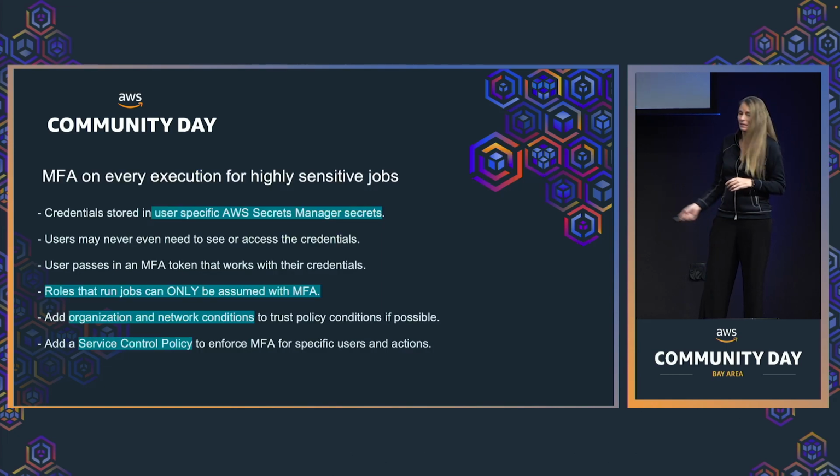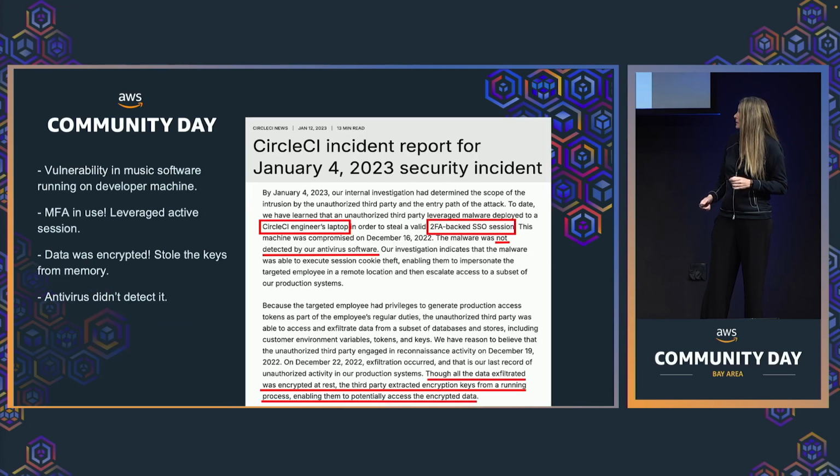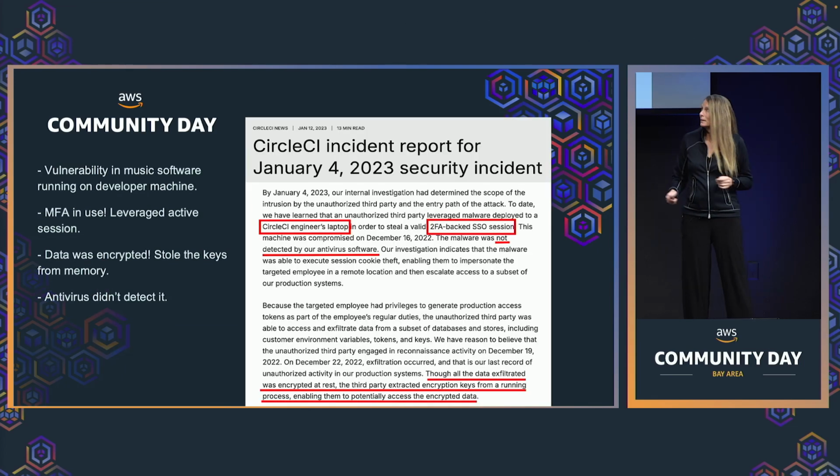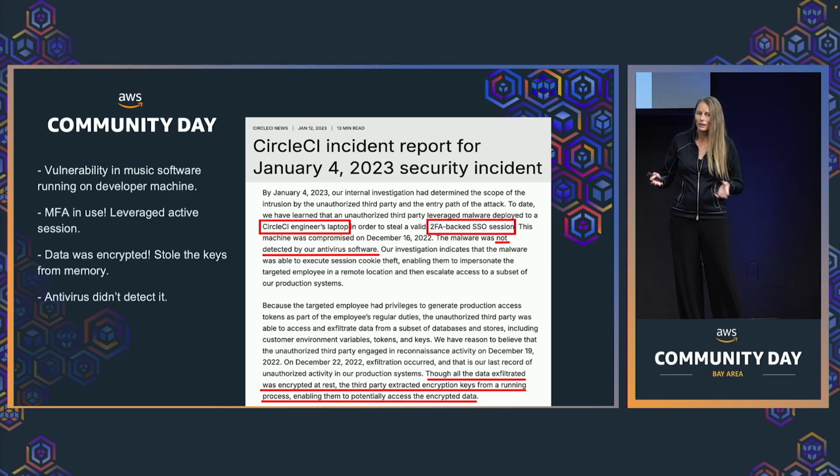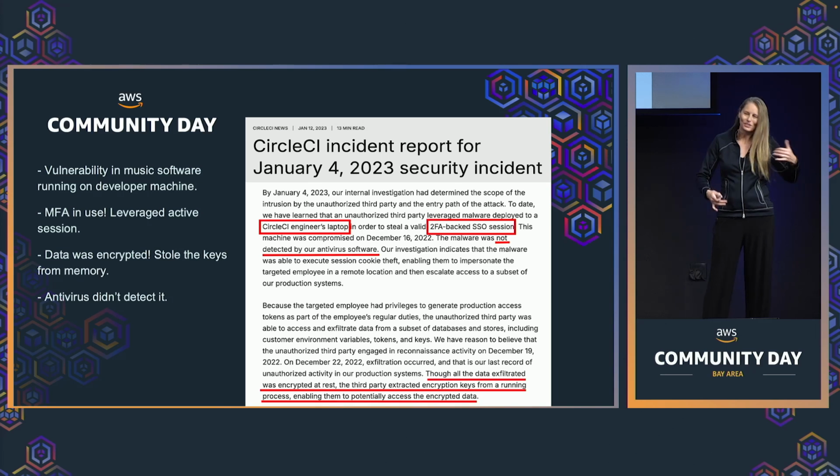So I have some things here after every one of these breaches that explains in more detail, but I'll let you read that later due to time. So the next one is Circle CI. In this case, you have a developer working on their system. They have access to do something very sensitive in production, and the attacker got on their system through their music software. So you're running your software, you're listening to cool music, and there's a vulnerability, and boom, you got breached.